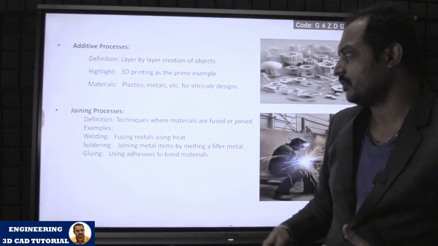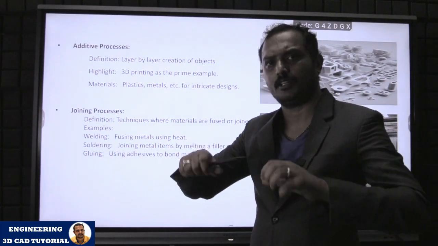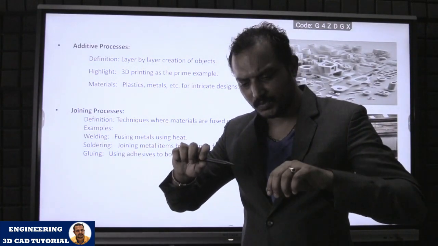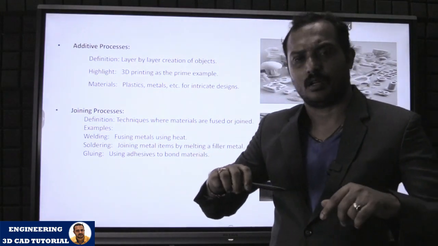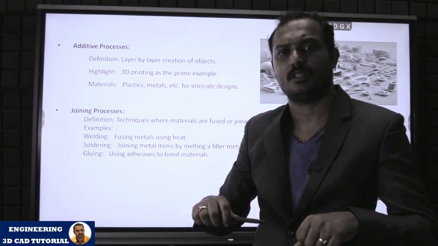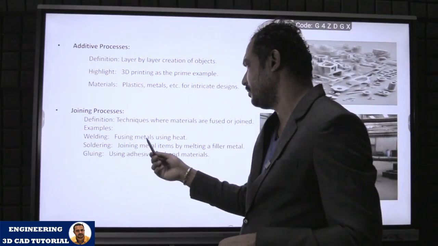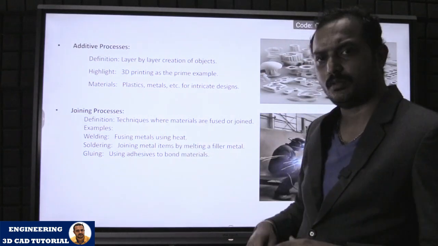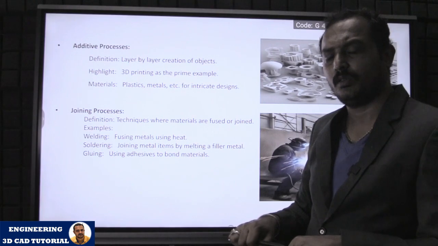By the application of heat, you will melt and join. Sometimes rotating two similar profiles and just merge due to the friction generated heat. Heat weld will happen. So welding is the fusion of metals using heat. As I told, those two metals will heat and they will fuse.